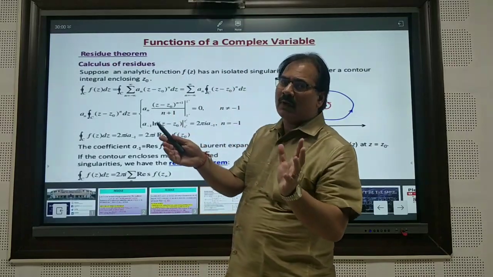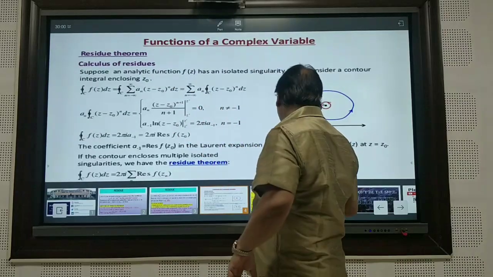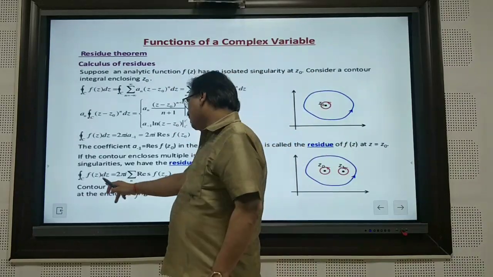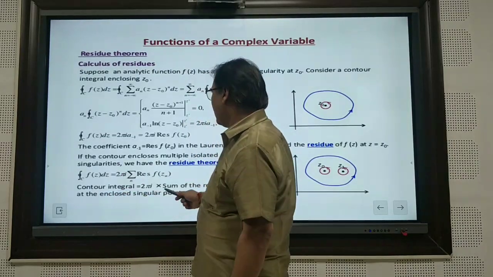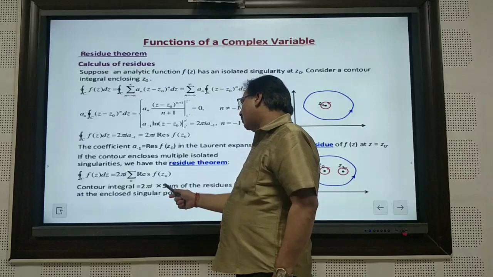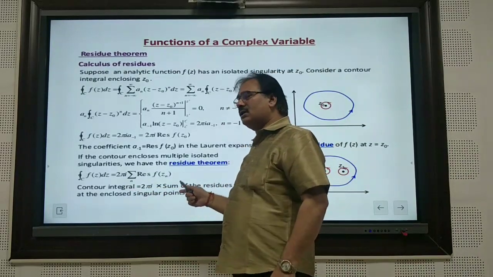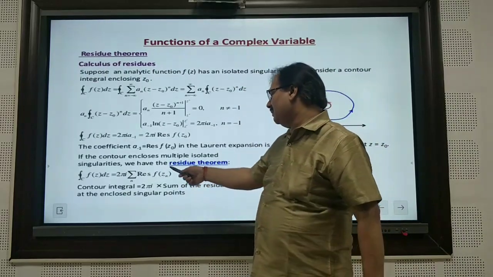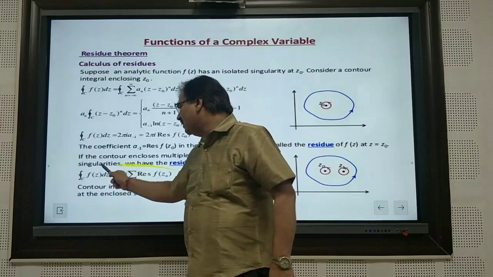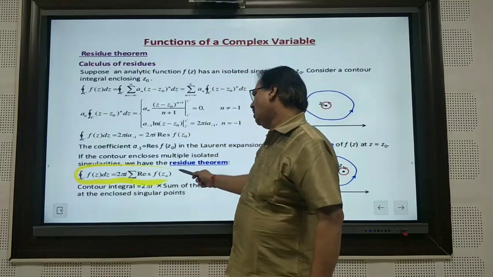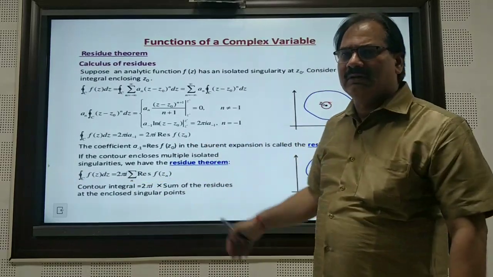So all the residues of f(z) at the singular points mean R1, R2, the summation of all the residues here. Now this contour integral is 2 pi i times the sum of the residues at the enclosed singular points. So this is the meaning of the residue theorem. For engineering students, only this is important to remember, and it will become clear in the numerical problems. I will show you in the next PPT.